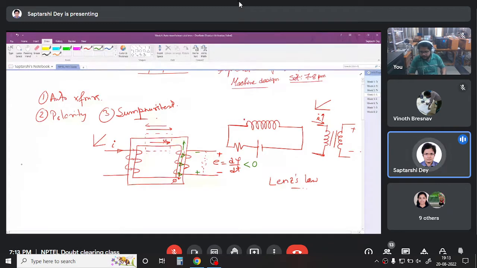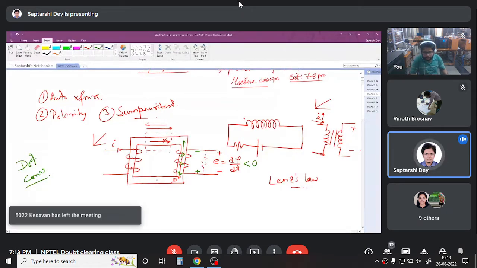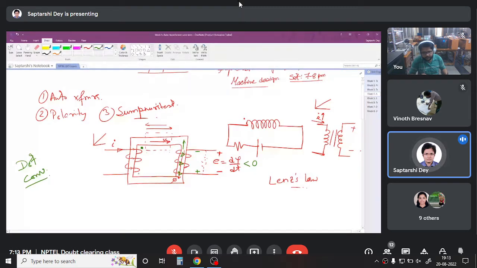Now we will see what is dot convention. See, dot convention is relative. So when you are starting giving dot convention, you have to give a dot in any winding first. Okay, doesn't matter where you give. I could have given it in here also. I am giving it here. Now with this, I have to give dot convention to the other windings.